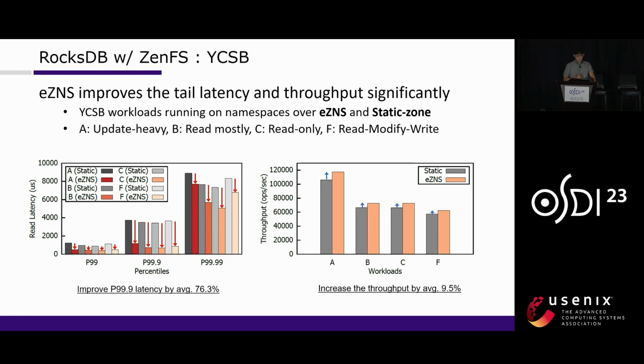To evaluate eZNS in a real-world application, we set up RocksDB with ZenFS and run 4 different YCSB workloads concurrently. For comparison, we also set up a static zone configuration which has the same mechanism with a fixed large zone. As shown in the left figure, eZNS reduces tail latency significantly regardless of the workload profile. eZNS also improves the throughput using its zone bundling and I/O scheduling mechanisms. We have more interesting evaluation results in the paper, so please take a look.